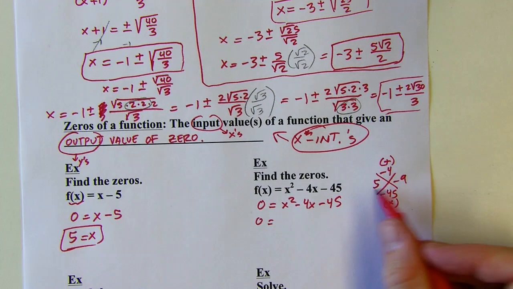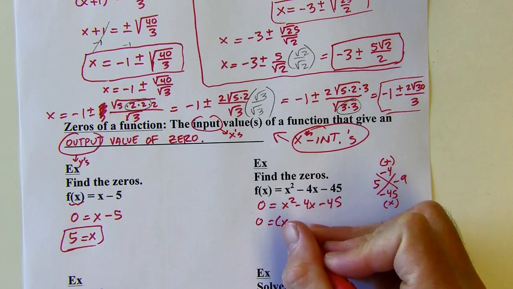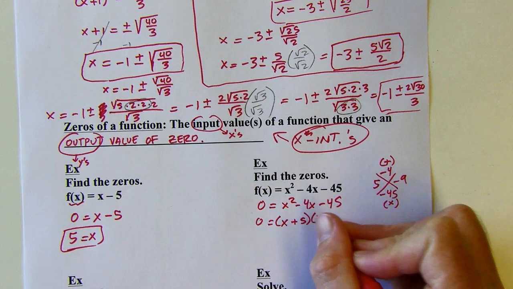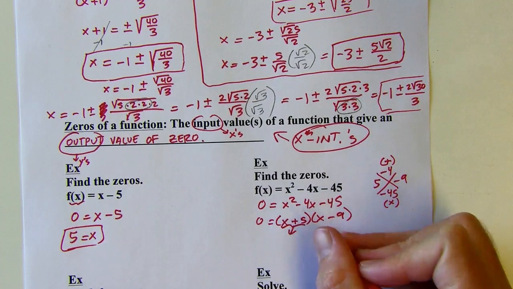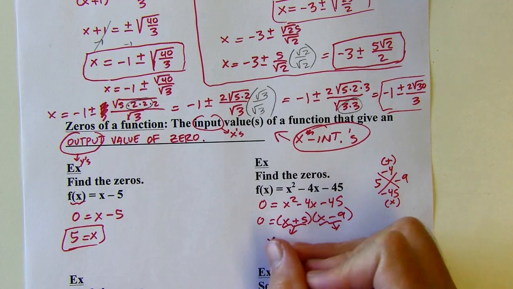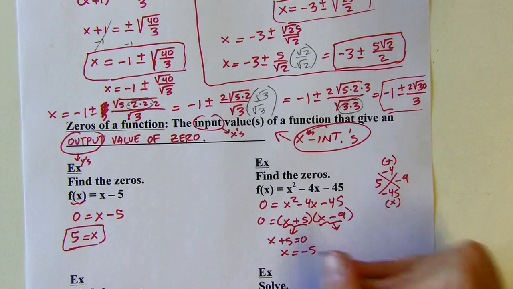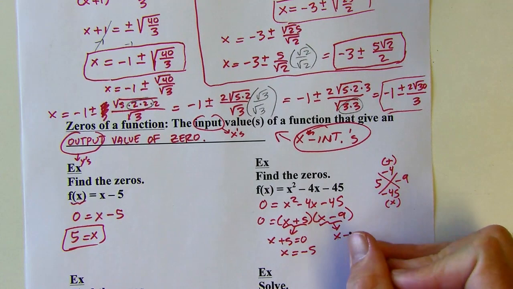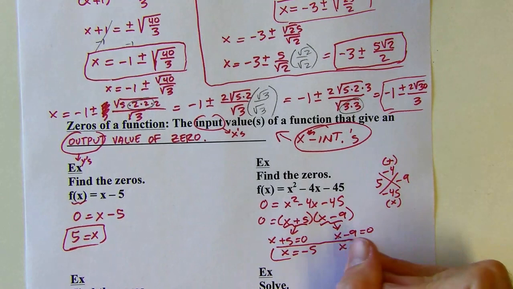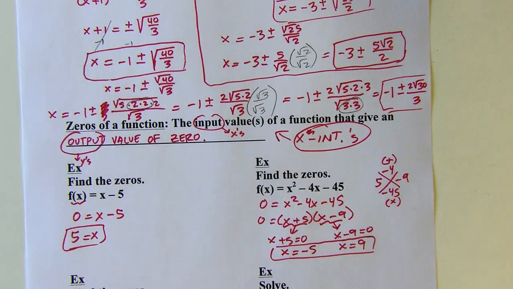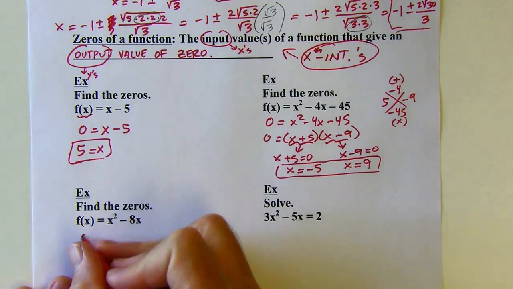Okay, so those aren't my zeros. That's just telling me how to factor this. That's what goes in the back of these parentheses. And then I still want to use the zero product property. One of these two things has to equal 0. Okay, and there we go: negative 5 or positive 9. All right, let's plug in 0 here.